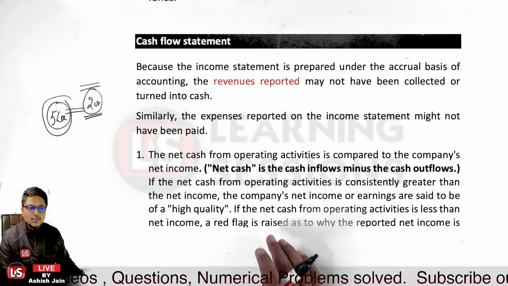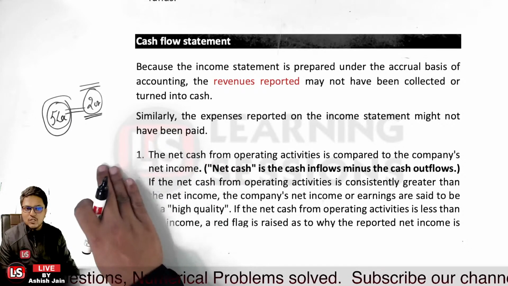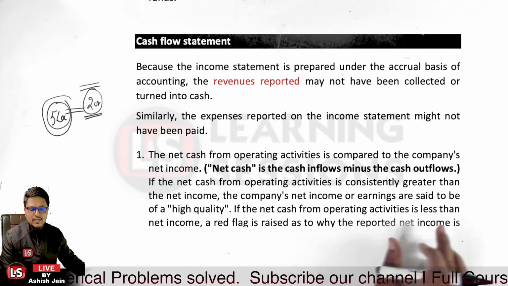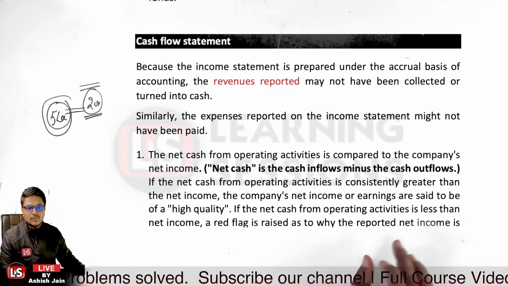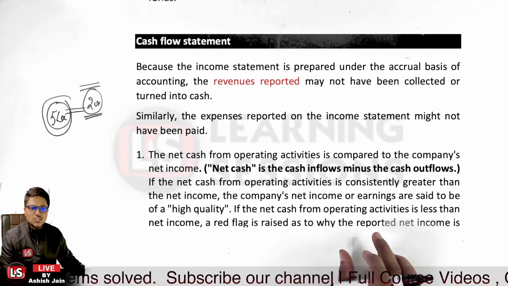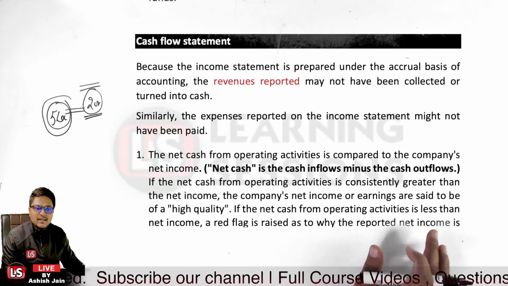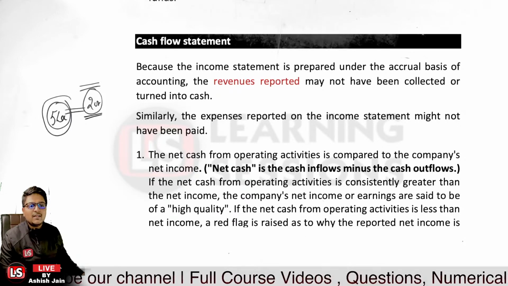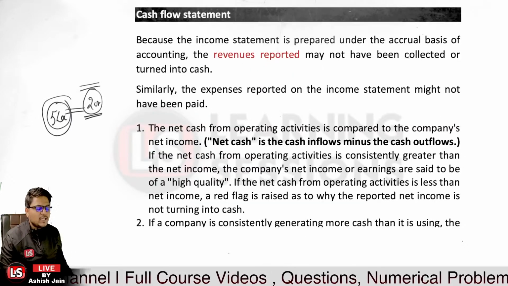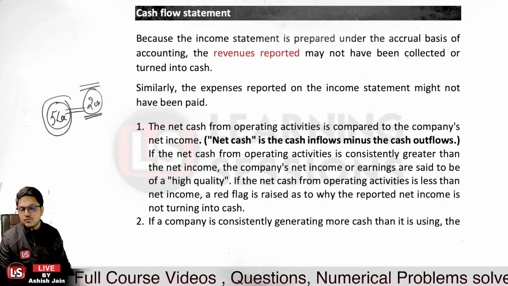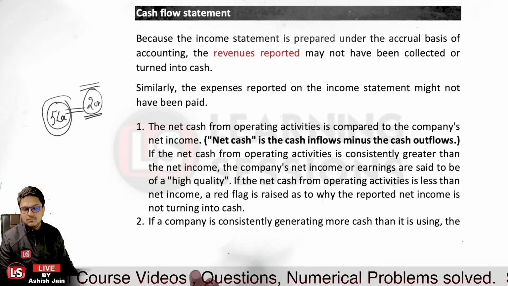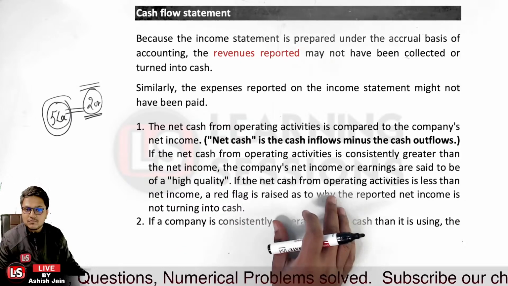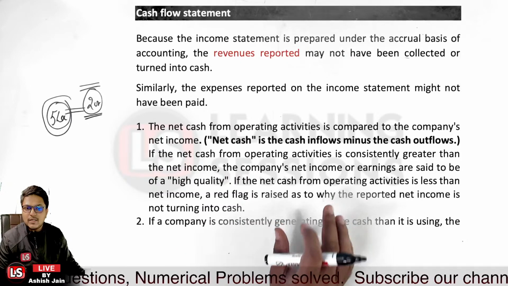And further, as for the second case that I have mentioned over here, if the net cash from the operating activities is less than net income, a red flag is raised as to why the reported net income is not turning into cash. Why are you not able to convert your net income into cash? Okay, so that is related to the same.